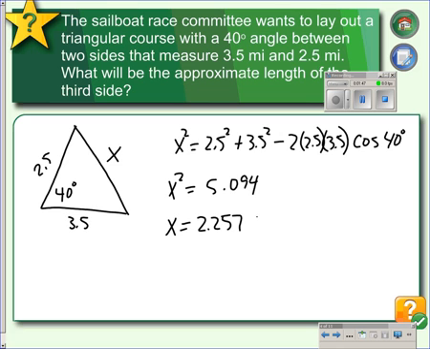miles, since all these units were in miles. Looking at our picture, 2.257 or 2.3 miles seems reasonable. Since the angle is 40 degrees, this side over here should not be longer than the other two sides.